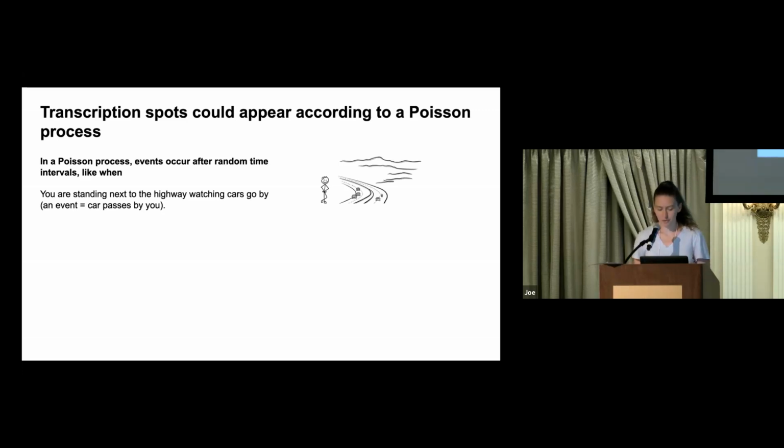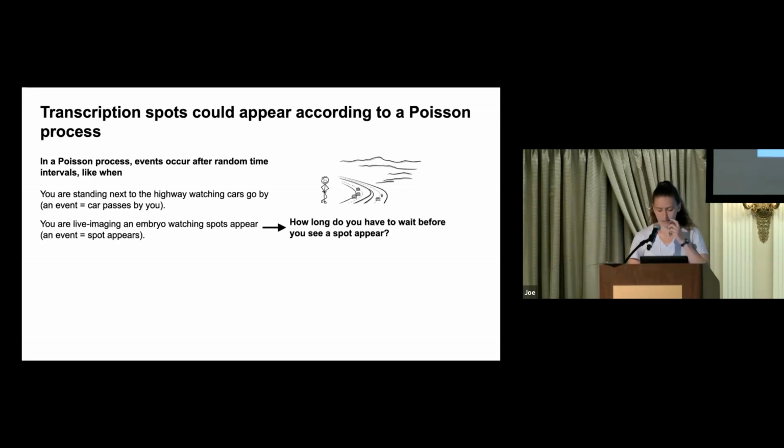An example of one of these processes would be if you're standing by the street watching cars go by, cars pass you after random time intervals. So I thought, okay, I'm live imaging an embryo, watching spots appear. An event is when a spot appears. This could be a Poisson process.